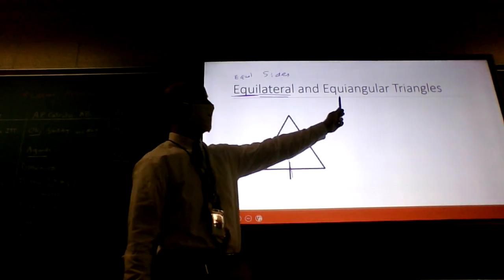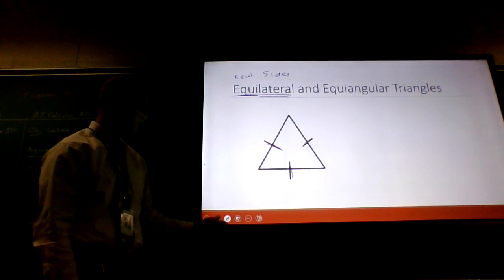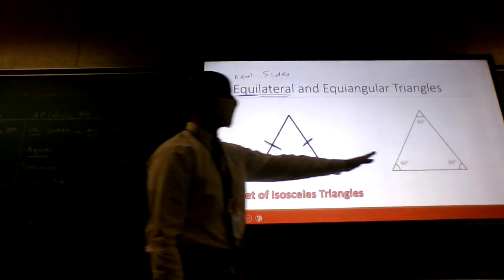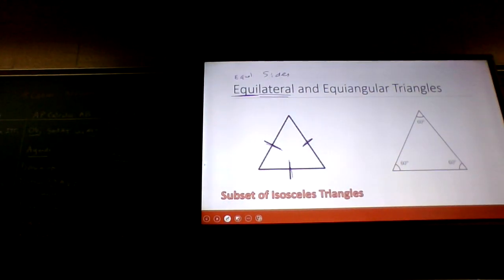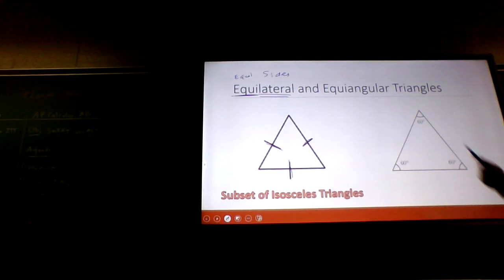Can you guys guess what an equiangular triangle means? Equal angles. You got it. So this is an equiangular triangle. Notice that all three angles are 60. Since all three angles have to add up to 180, they all have to be the same. That means they all got to be 60, because 60 is equal to 60 is equal to 60. If you add all three of those up, you'll get 180. So this is an equiangular triangle.